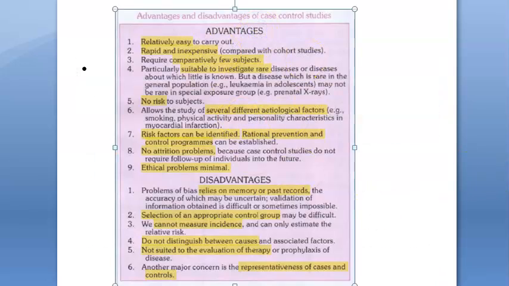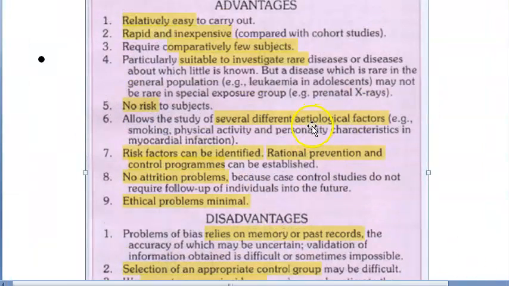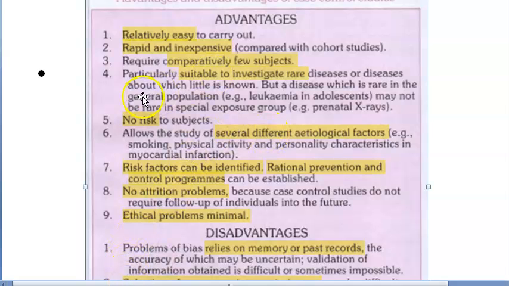What are the advantages we saw? Basically, this case control study is relatively easy. It is fast. It is inexpensive. You just need few subjects, and it is suitable to investigate rare diseases. There is no risk to the subjects. There are no ethical problems; it's minimal. You can study different causes, and you can find the risk factors and devise prevention and control programs. There is no attrition problem. Mainly remember this, there's no attrition problem.